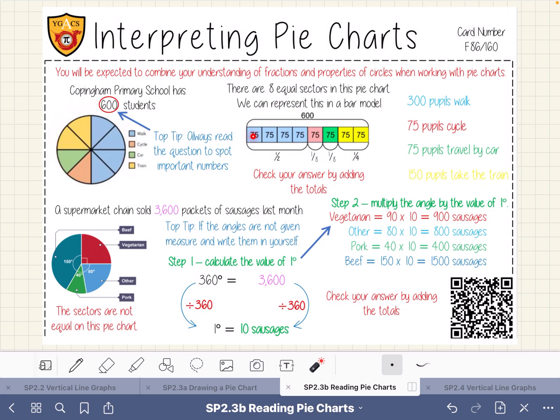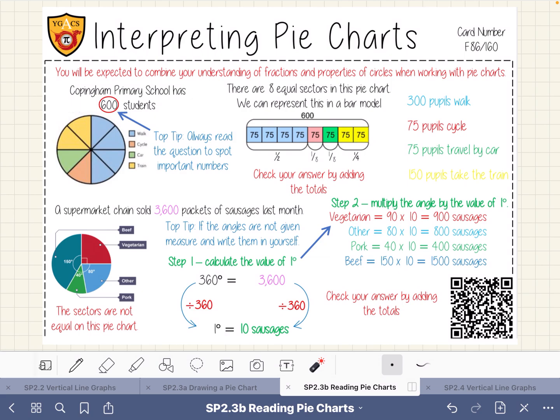this can be represented in a bar model of 8 parts, where 600 represents that full bar model, and each individual section comes from a calculation to work out the value. So if we're looking to split 600 into 8, so 1 out of 8, we would divide 600 by 8, which would give us 75 in each of these individual parts.